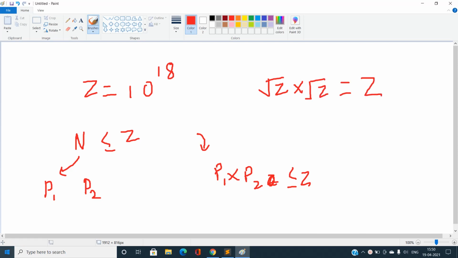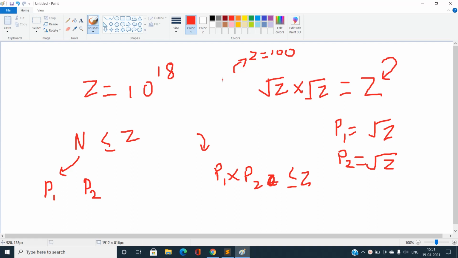So it means that we have two prime numbers, p1 equals root z and p2 equals root z. This is not the answer; I'm just figuring out what number closest to this value will give us the answer. Now, let's understand the solution with z equal to 100. If we take the consecutive prime numbers 2 and 3 and multiply them, it will come out to be 6, which is very much less than 100.